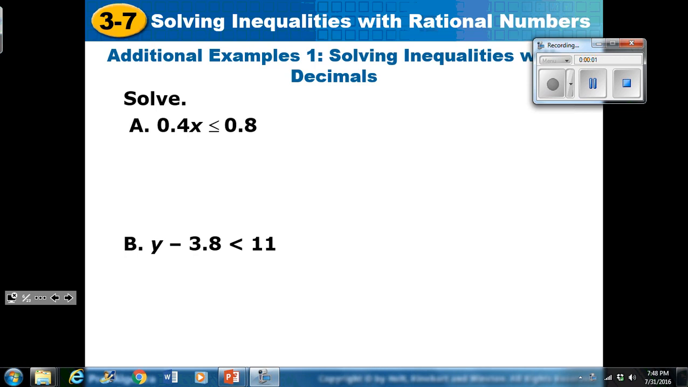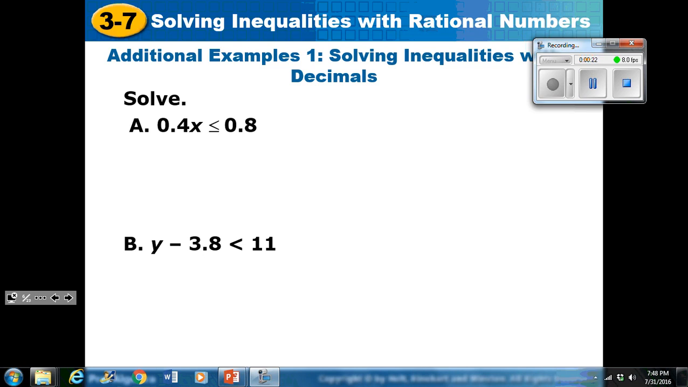7, solving inequalities with rational numbers. Inequalities look like this. They've got a greater than or a less than in them rather than an equal sign. That's what makes it an inequality. If you were able to handle 3-6 with the equations, this is pretty much the same thing. There's only one or two little things that are different.